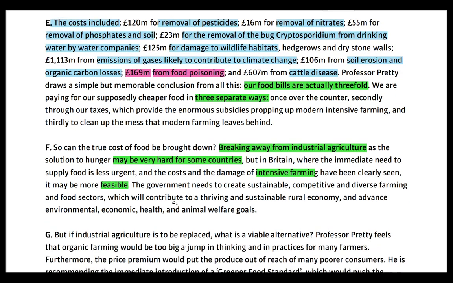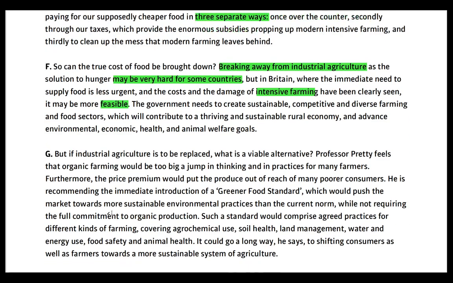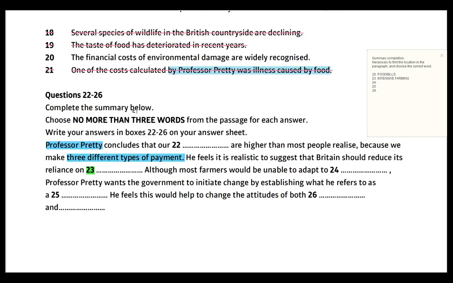So I guess we're going to read further. The government needs to create sustainable, competitive, and diverse farming and food sectors, which will contribute to a thriving, sustainable rural economy and advance environmental, economic, health, and animal welfare goals. But if industrial agriculture is to be replaced, what is a viable alternative? Viable alternative means an option that will be successful. Professor Pretty feels that organic farming would be too big of a jump in thinking and practice for many farmers. So it's this too big a jump means reduce reliance on something.